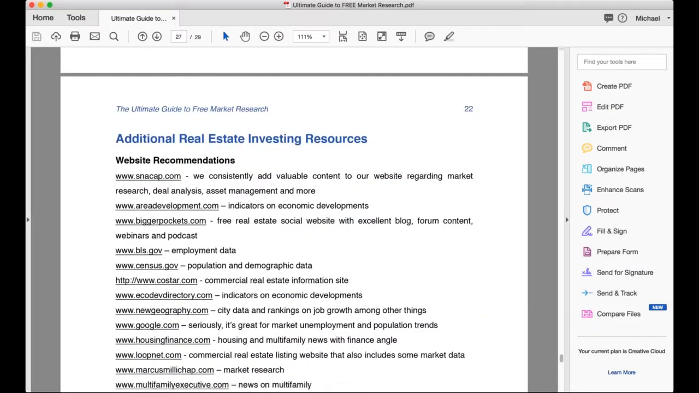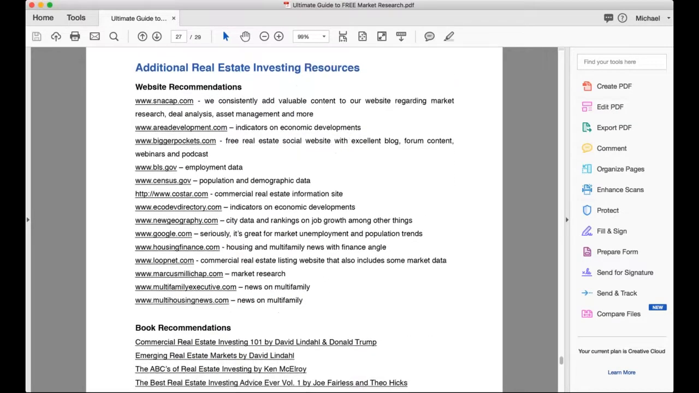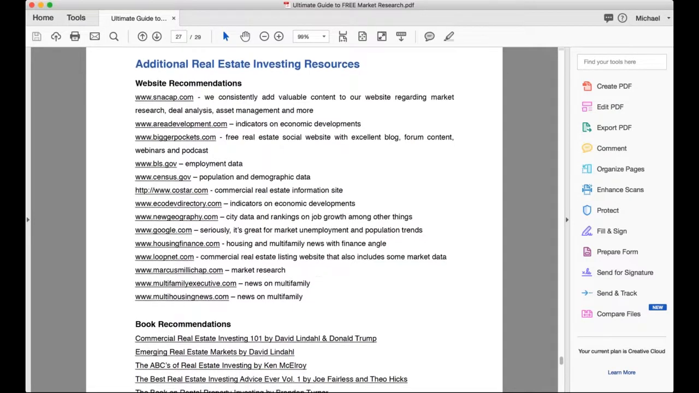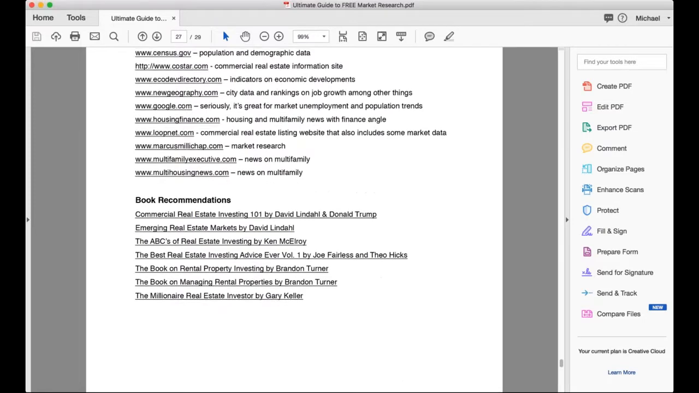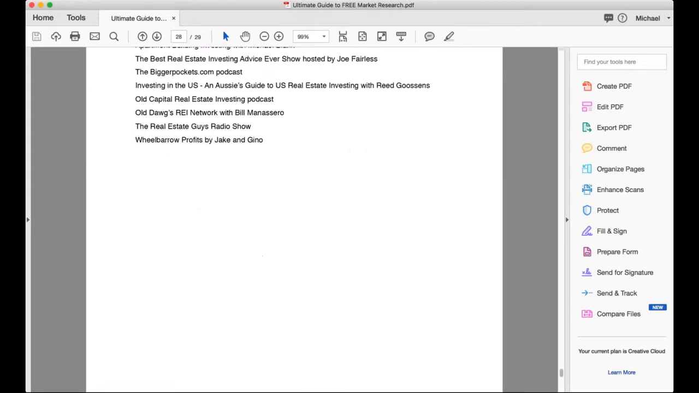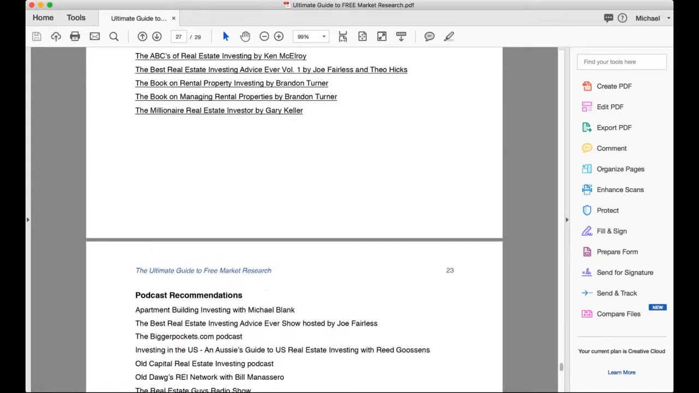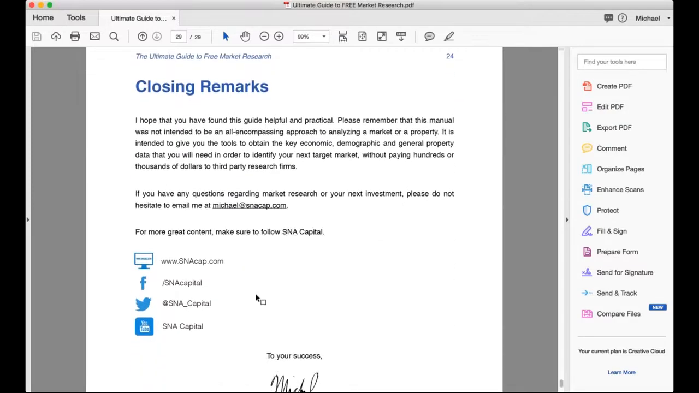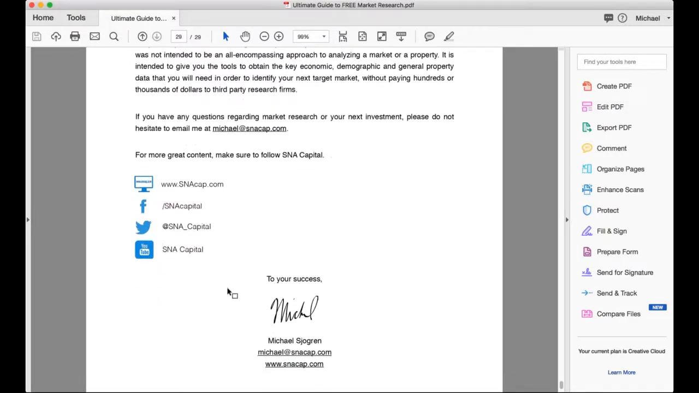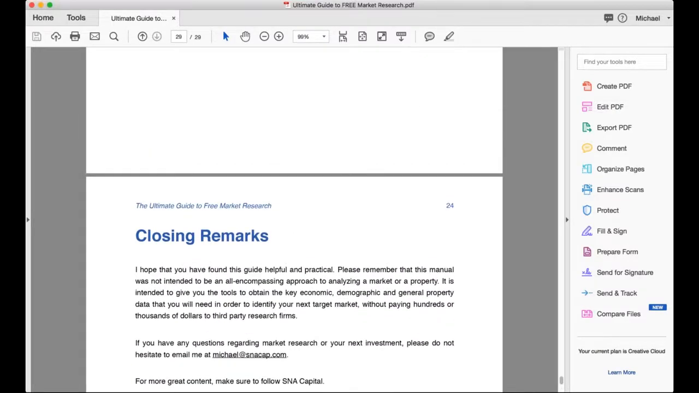And then at the very end, I've got a bunch of different resources that I've used, from my website to Area Development, BiggerPockets, Bureau of Labor Statistics, CoStar, LoopNet, a bunch of book recommendations, podcast recommendations, all these things that I've used for a number of years now, and that's all included in here. And then just, here's all my contact info, so everybody can get a copy of this.